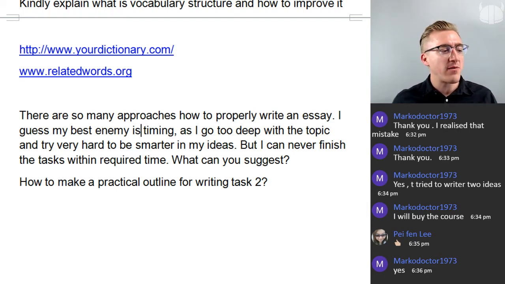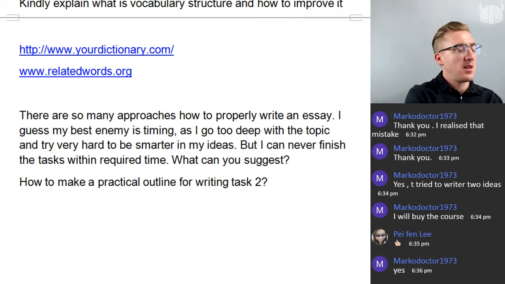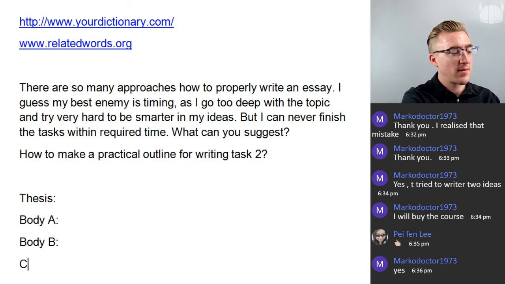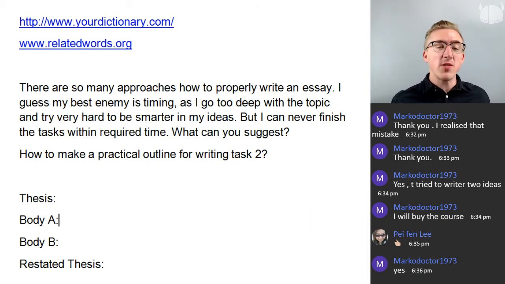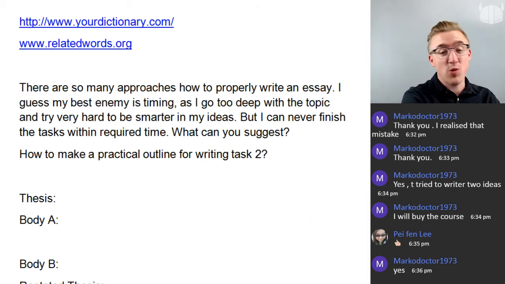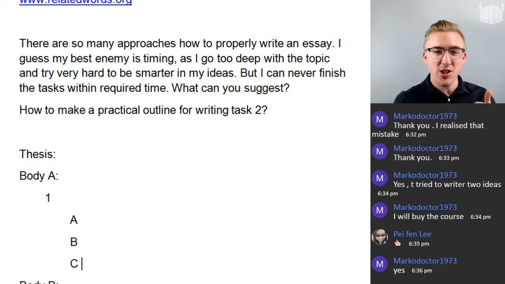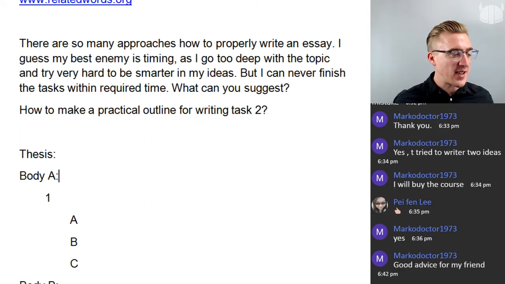And last, how to make a practical outline for writing task 2. Well, I mean, it really just comes with practice, but you've got thesis, body A, body B, and you don't even really need to write a conclusion, but maybe a restated thesis. Okay? If you want to go into more detail than that, if it's a 1 idea paragraph, you might say, here's 1 and A, B, C. Okay, probably some explanation, an example, maybe some citation of data from somewhere. You've got kind of your thesis statement, explain the idea, and then offer 3 supporting details for that.